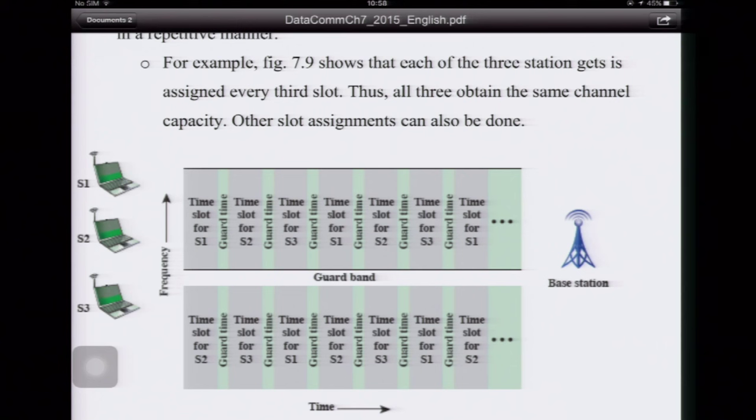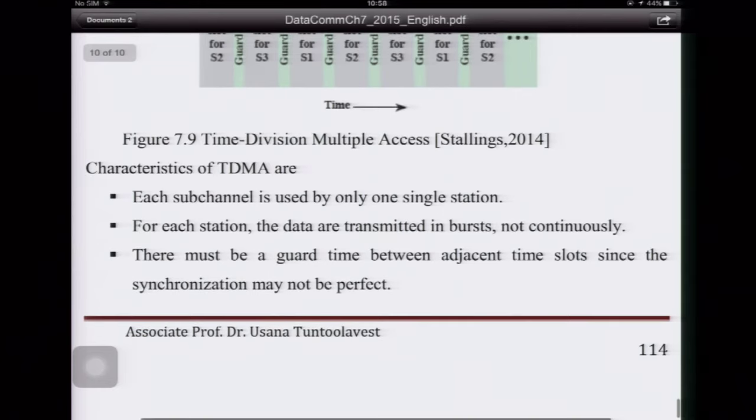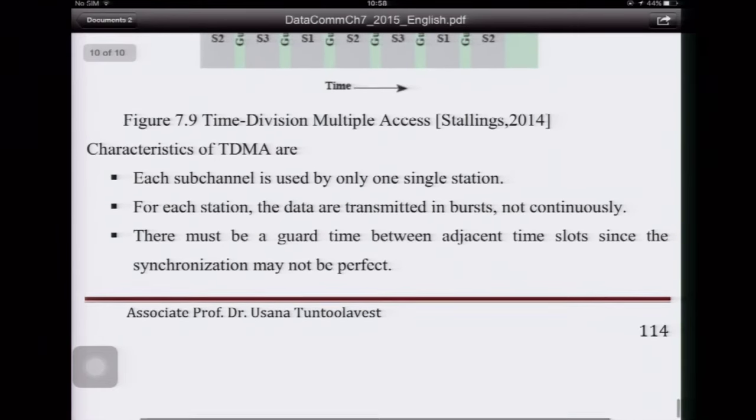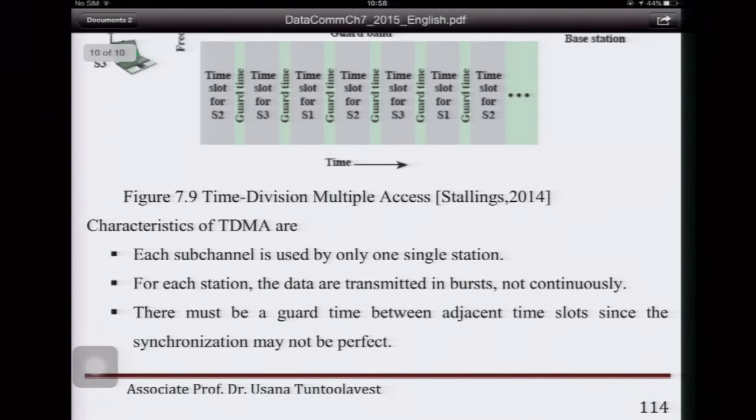Between the time slots you have guard time, so that they will not interfere, and so you will not have a problem when the timing is not perfectly synchronized. There is also a guard band between the two frequency bands, uplink and downlink. For TDMA, each of the subchannels is used by only one single station, the same as FDMA. In this case, the data has to be transmitted in bursts. You send very fast in your slot and then wait until you get the slot again.